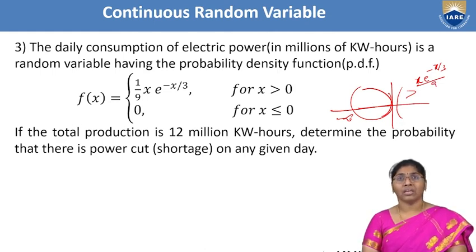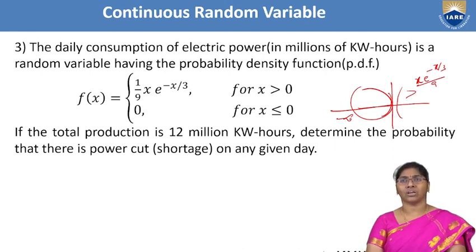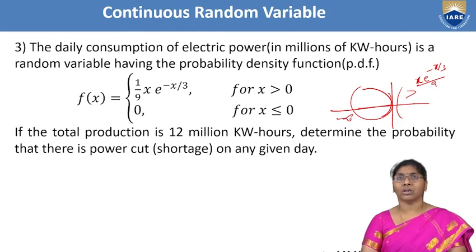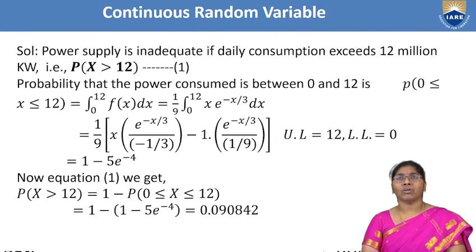Next, they are asking: if the total production is 12 million kilowatts per hour, determine the probability that there is a power cut or shortage on any given day. Based on the given data, we are calculating whether there is a power cut or shortage. Power supply is inadequate if daily consumption exceeds 12 million kilowatts.